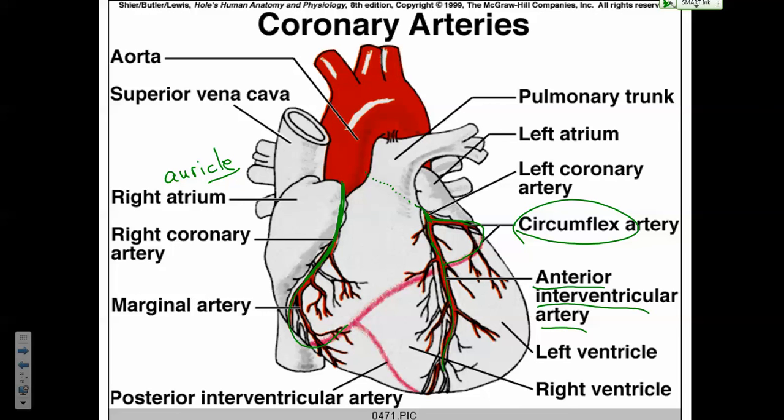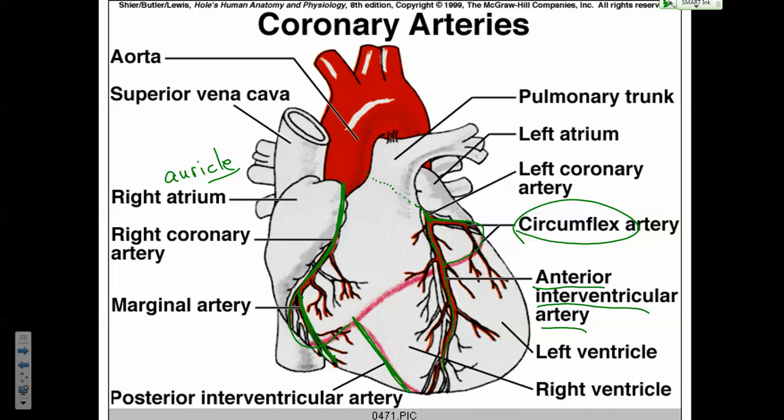But as it does that, its 2 main branches, one goes down the right side of the right ventricle. It's called the marginal artery. And then at the back of the heart, there's a branch that goes in between the ventricles on the back called posterior interventricular.